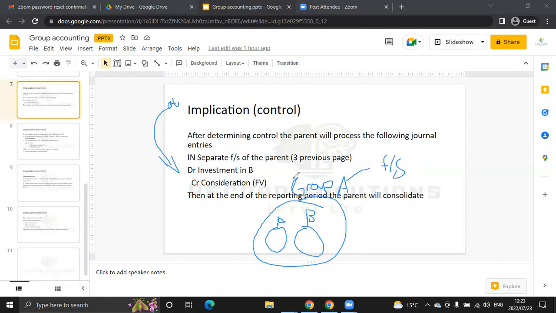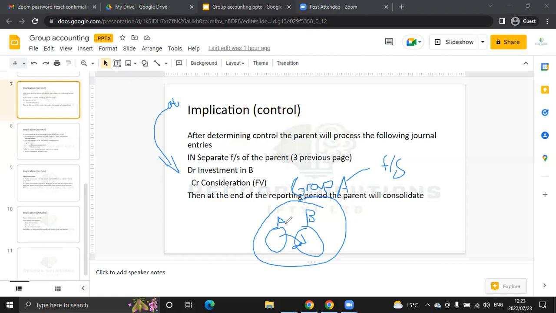So let me give you an example. Let's say A in future sells something to B, and B does not sell this thing to outside parties. B keeps it in here. What happened on a group level?